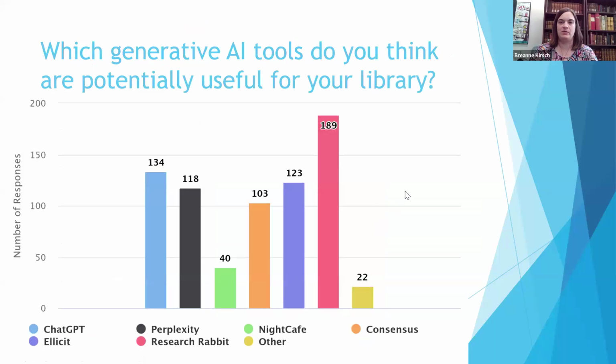Another question I asked in the little survey was, which generative AI tools do you think are potentially useful for your library? And this is a little broader because, again, I didn't focus specifically on the research tools for that presentation. 134 people said ChatGPT. 123 said Elicit, 118 said Perplexity. Research Rabbit had the most with 189. Night Cafe, which is an image generation tool, had 40 responses. 22 people said other, and then Consensus had 103.